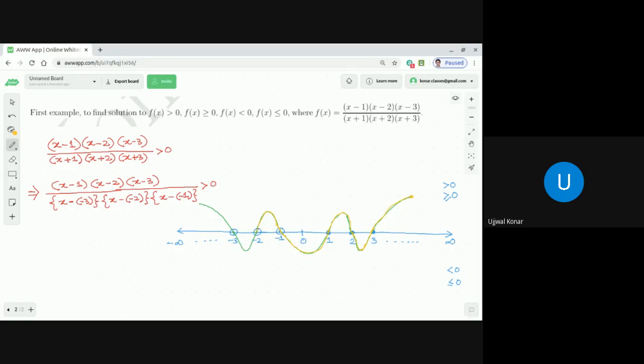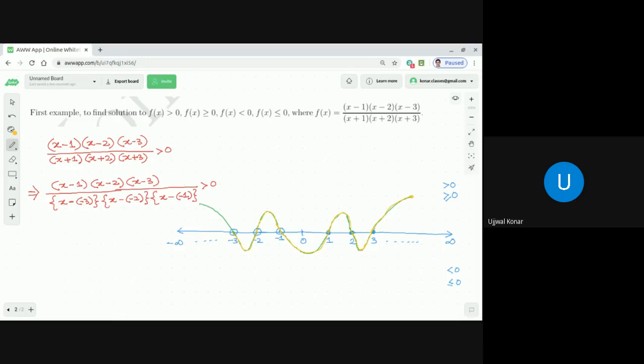Power is 1. That is x plus 2. Power is 1, so again I will cross the number line from above the number line to below the number line. I come down, come down, again go up. Go up to where? The point minus 3. Why? Because the next one is x minus minus 3, which is x plus 3.